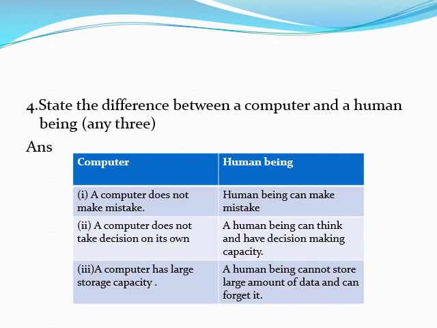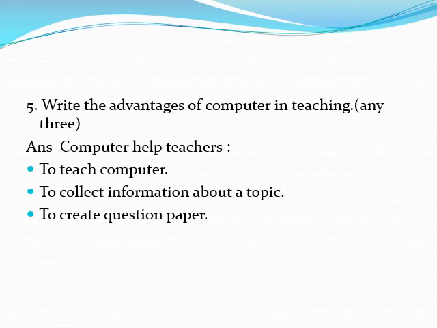2. A computer does not take decisions of its own. A human being can think and has decision making capacity. 3. A computer has large storage capacity. A human being cannot store a large amount of data and can forget it. Question number 5. Write the advantages of computer in teaching. Any 3. Computer helps the teacher to teach, to collect information about a topic, and to create question papers.